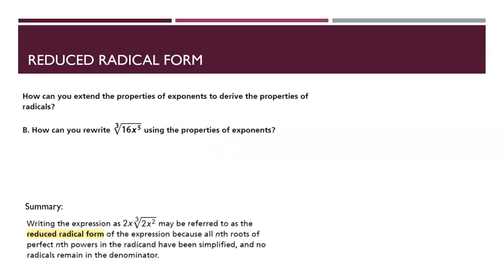All right, so let's look at how we can extend those properties to look at how we can get properties of radicals. Okay, so for this first one, we're trying to rewrite the cube root of 16 x to the 5th. Now the cube root of 16 does not work out nicely. There's no 3 numbers, because 2 times 2 is 4, times 2 would be 8. So there's no 3 numbers that we can multiply together to get 16.